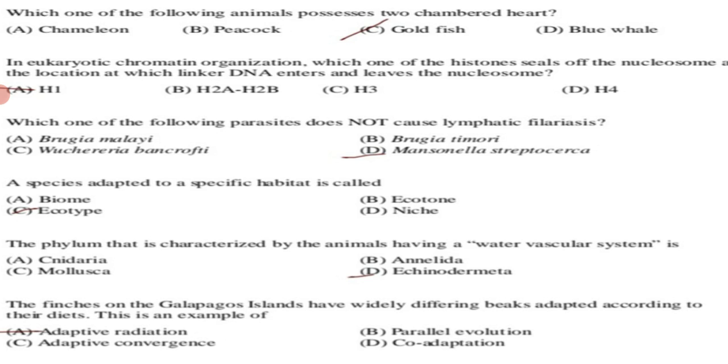The next question, a species adapted to a specific habitat is known as? A species which is adapted to a specific habitat is known as an ecotype or an ecospecies. An ecotype or ecospecies describes a genetically distinct geographic variety, population or race within a species which is genetically adapted to specific environmental conditions.